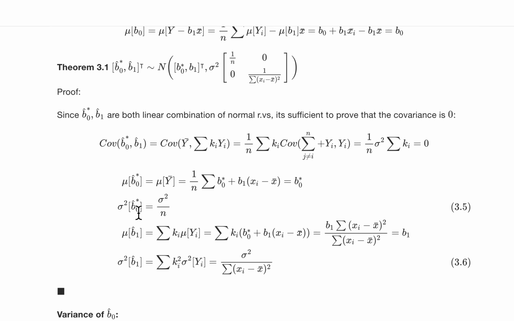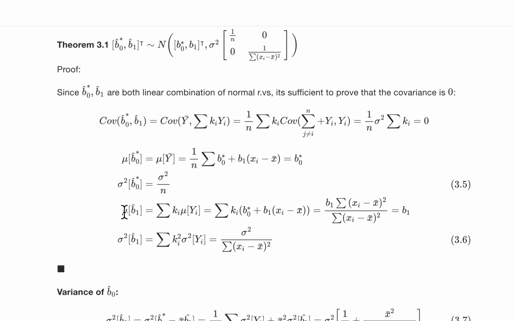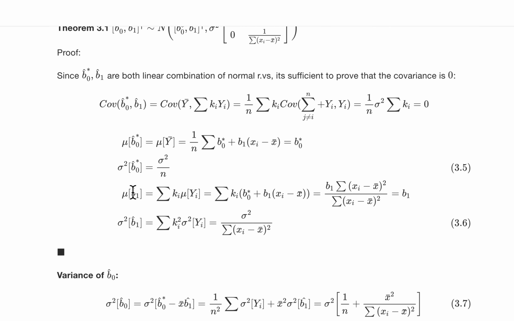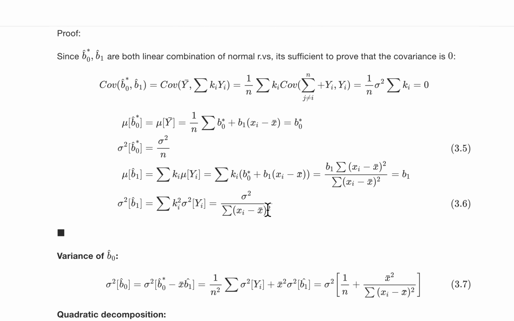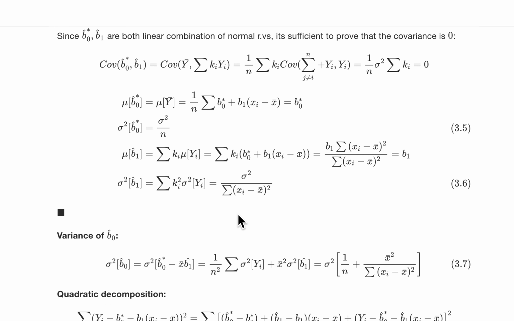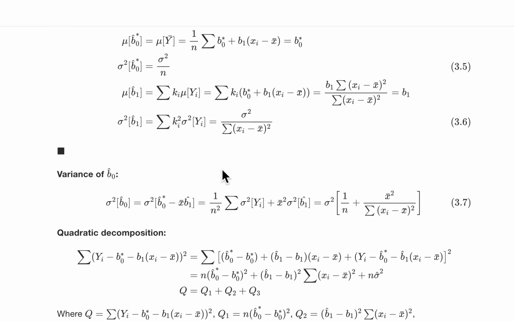Same thing, we can prove that b0 hat star is an unbiased estimator of b0, and the variance of b0 hat star is sigma square divided by n. And b1 hat, we can also find, is also an unbiased estimator. We can also find the variance of b1 here. We won't go into the details of the calculations.